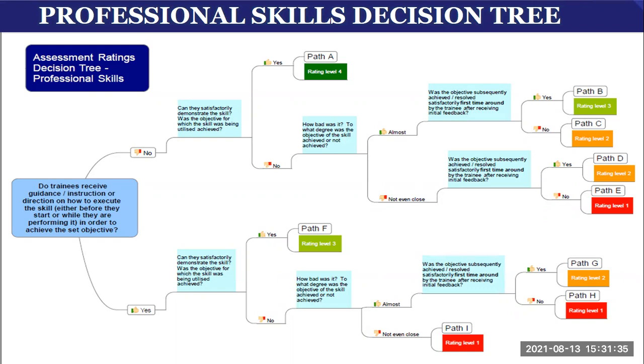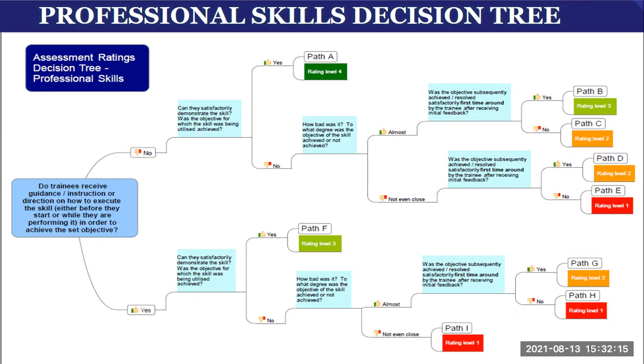So after having performed a certain task and you feel like you have achieved a certain level of competence in your professional skills, you then take the professional skills decision trees, and then the first question that you ask yourself, or that the reviewer then asks themselves, is: does the trainee receive guidance or instruction or direction on how to execute the skill in order to achieve the set objective? So here you can answer yes or no. Let's say you have answered yes to this question.